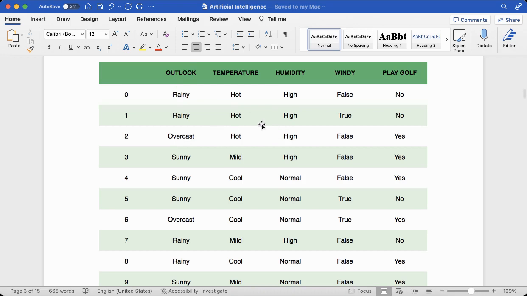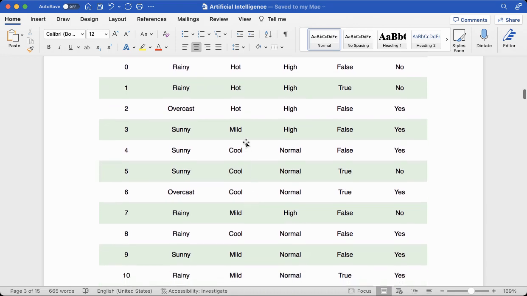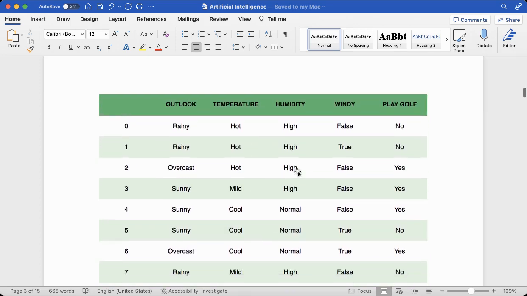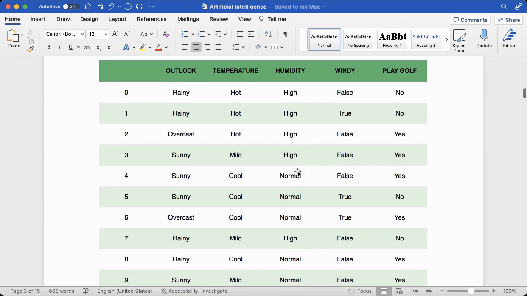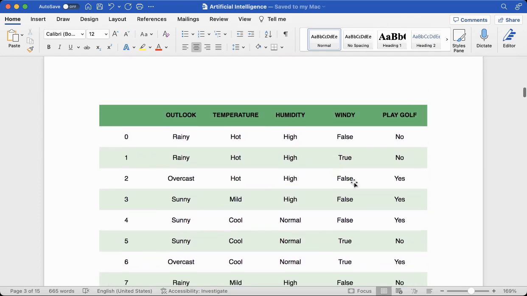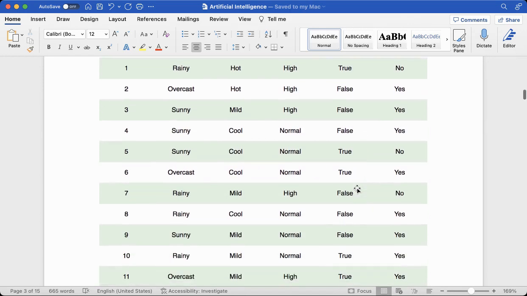In the case of temperature, we have hot, mild, and cool, three values in the temperature. In the humidity, we have high and normal. That's it. And in the case of windy, we have true and false.